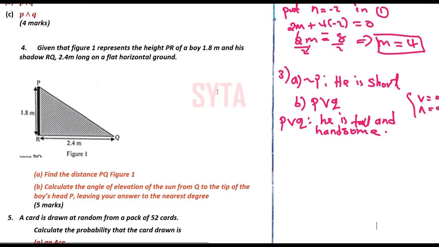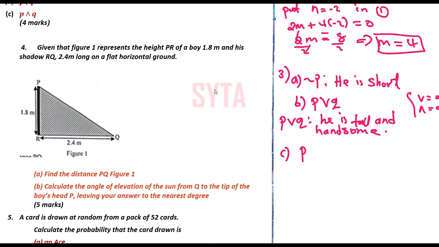Then in the third part we have C. Oh, sorry about this. This is not an. This statement is or. Sorry about that. So he is tall or handsome. Good. Now remember I said this one means and. So here we say he is tall and handsome. That is it for question 3, guys.